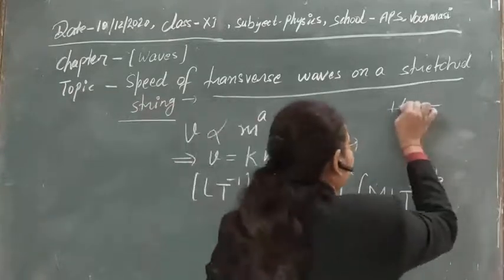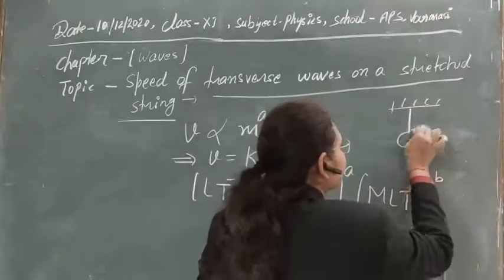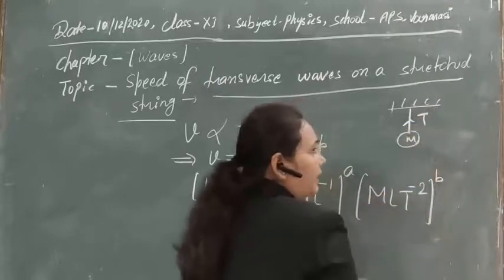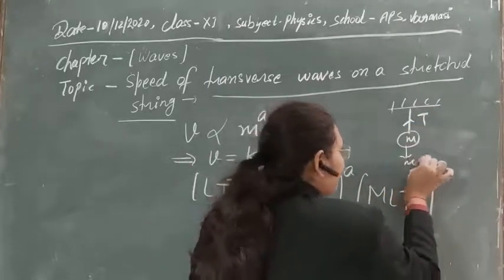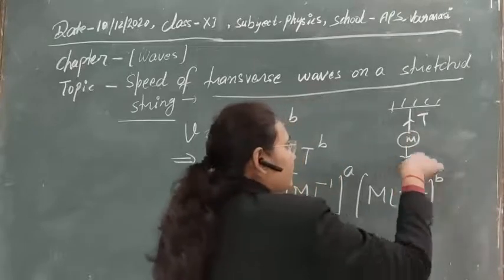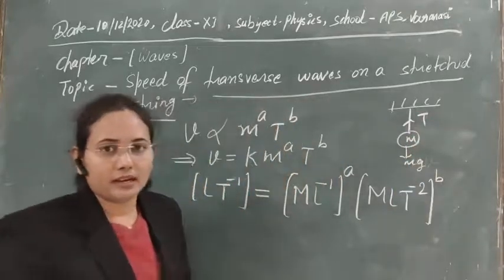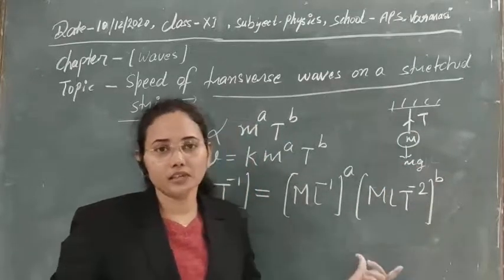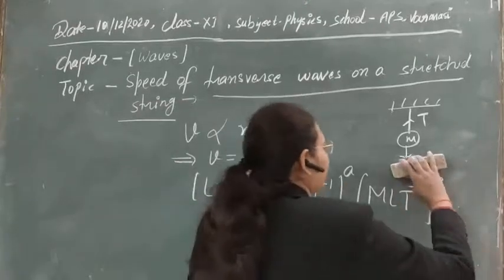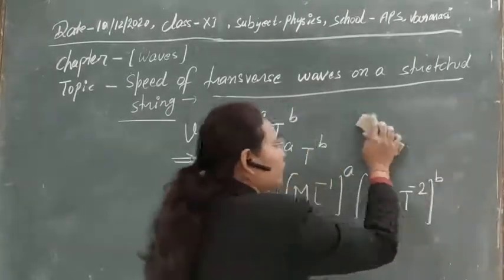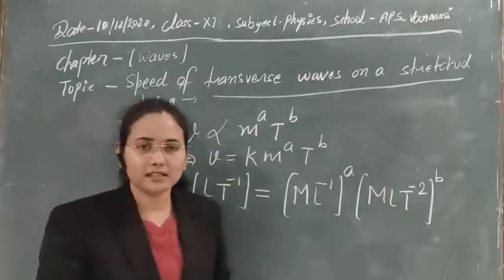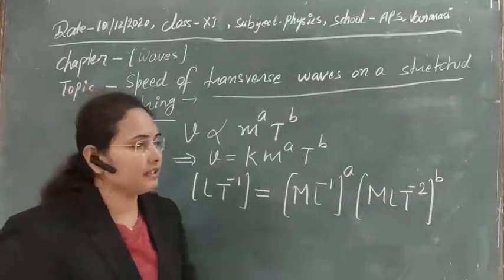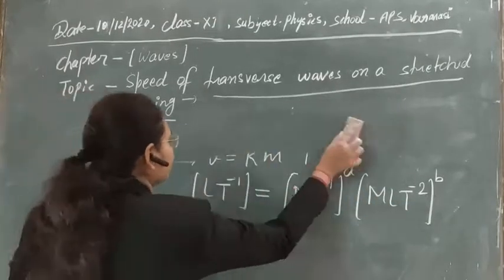string that is attached to anything, and tension T is there. A body of mass m is attached, then obviously its weight will be acting in the downward direction. So in equilibrium, T will be equal to m into g, and m into g you can also write in dimensional form very easily. So you can understand the dimensional formula in many ways. Whichever way you feel is easy, you can adopt that. Clear? So if we have written it, then now let's solve it.